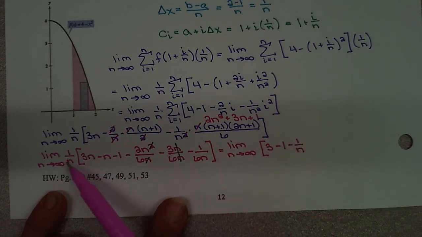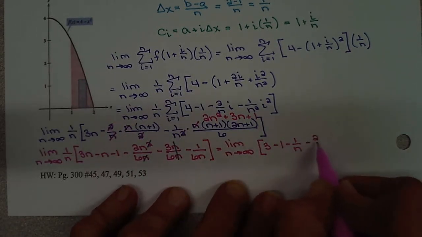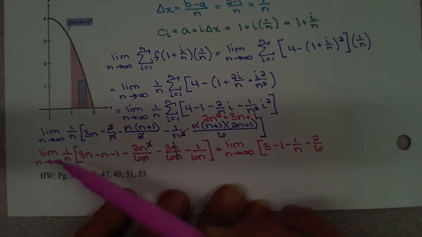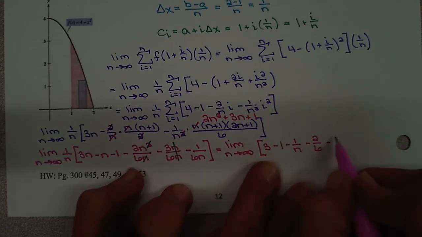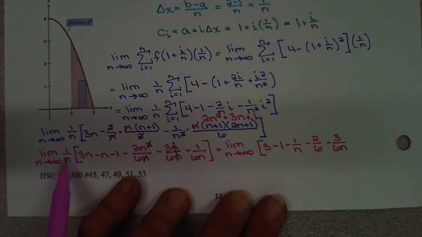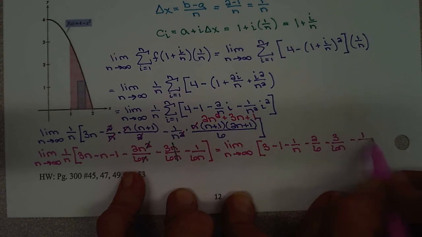When I distribute this 1 over n to the 2n, the n that's left and the n on the bottom will cancel, and it's just going to leave a 2 over 6. Then here, when I distribute this 1 over n to the 3 over 6, I'm going to get a minus 3 over 6n. And then this last one, when I take this 1 over n and I distribute to this 1 over 6n, I'm going to get a minus 1 over 6n squared.